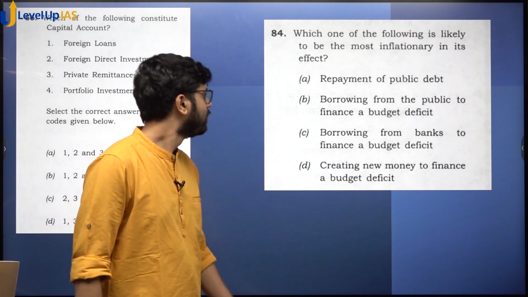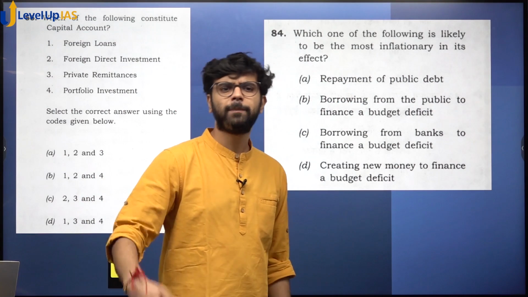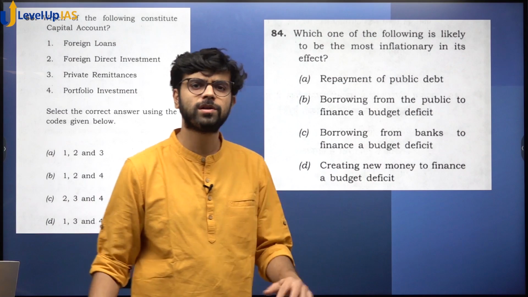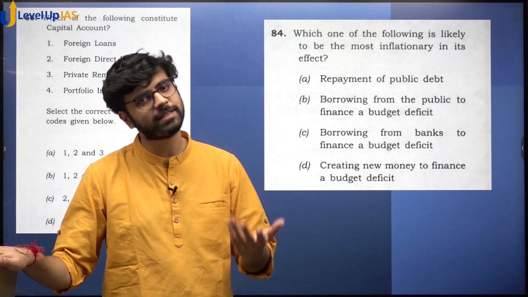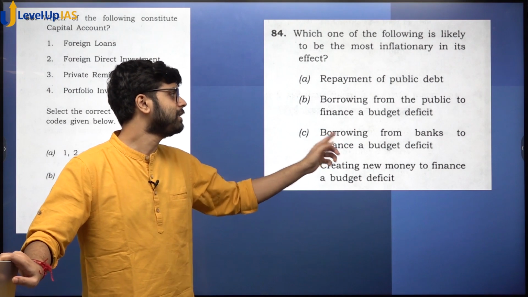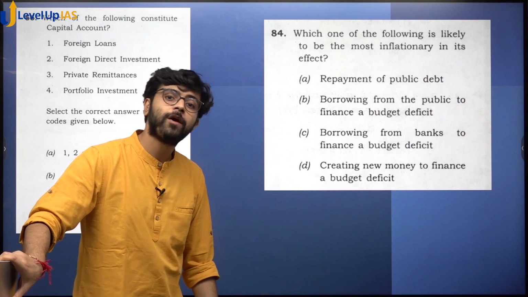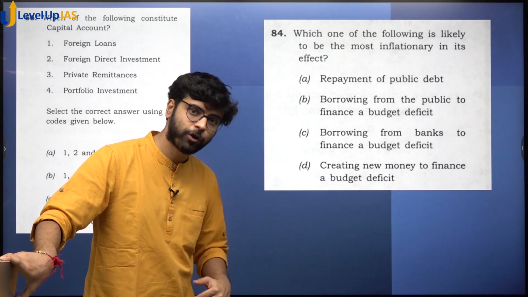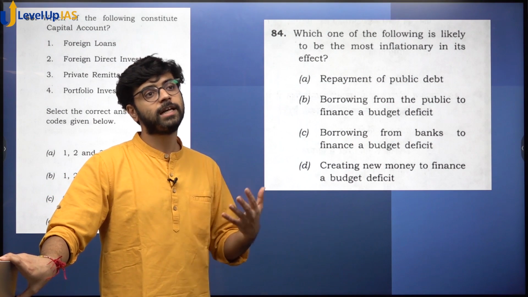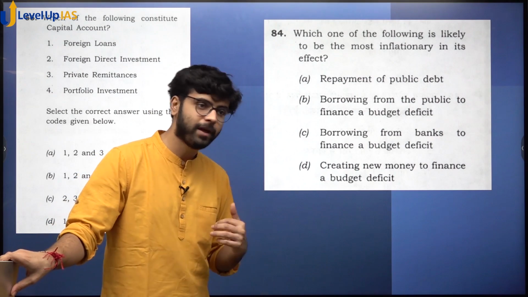Repayment of public debt. You are repaying public debt. That is not inflationary. Well, a little inflation will happen because the public will get back their money. They will start spending and a little bit of inflation will happen. Borrowing from the public to finance a budget deficit. This might result in money flowing out of the hands of the public.